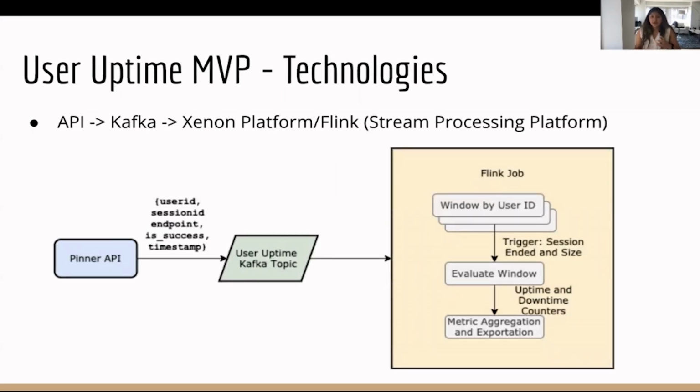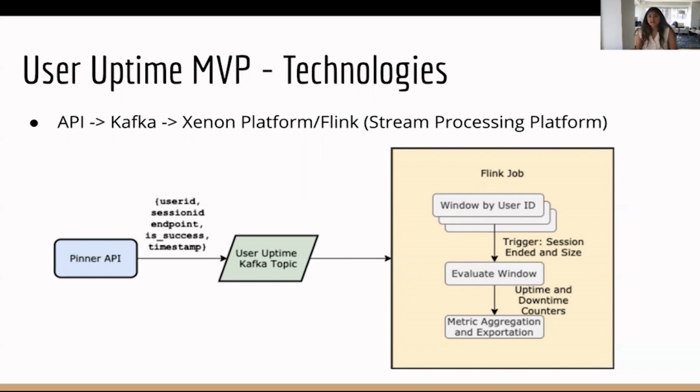So on the more practical side, what is the technology stack that we're using? Like I said, for our MVP, we focus on our Pinner API, and this is a Python REST API. It's a Flask server. So we have middleware layers, and in the logging middleware on the response, we log a really simple payload to a Kafka topic, a dedicated Kafka topic for our user uptime project. It just has 5 entries: user ID, session ID, the endpoint, a Boolean for whether it was a success or not, and then a timestamp.